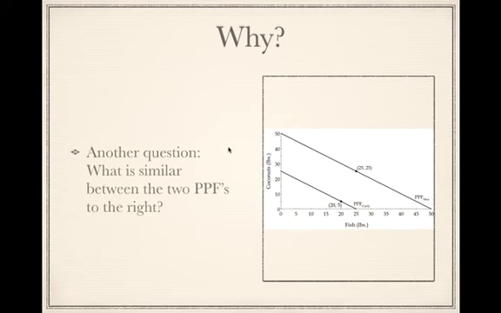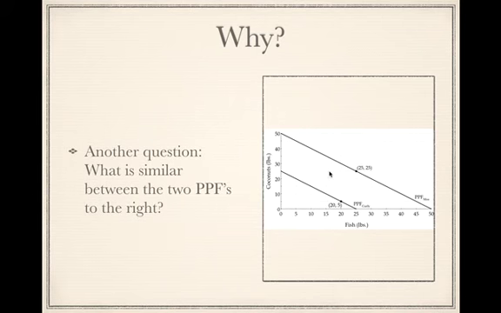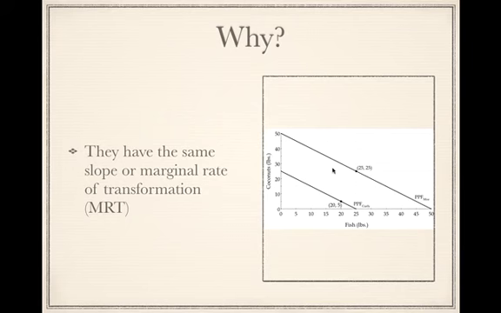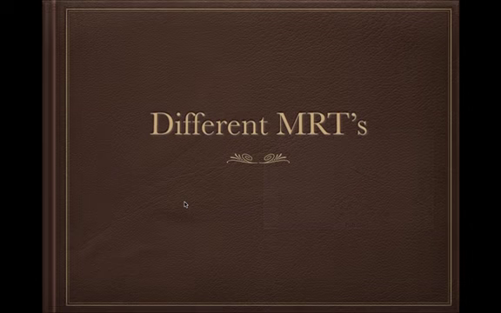A better way of looking at this is, what do you notice is similar between Mo and Curly's PPFs? The slopes of these two lines are identical. That means the opportunity costs for both of these parties are identical. So when two parties have identical opportunity costs, there is no benefit from specialization and trade. Also remember that economists refer to the slope of the PPF as the marginal rate of transformation. So now I'll give you a couple of PPFs for Mo and Curly where the slope is different, and let's see how this scenario changes.